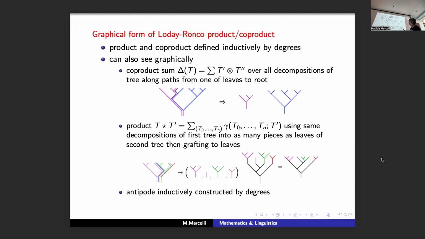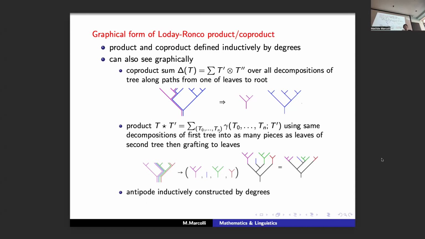So what the co-product does is it looks at each of the leaves and the path from that leaf to the root. Of course, the trees are upside down. For example here I'm looking at the third leaf, and I'm looking at the path down there. Then I use this path to split the tree into two parts. I kind of double that path, and one goes to one tree and the other goes to the other tree. And so I get a pair of trees.